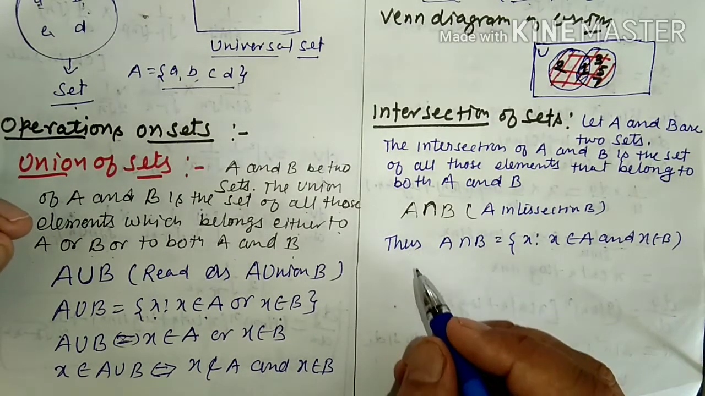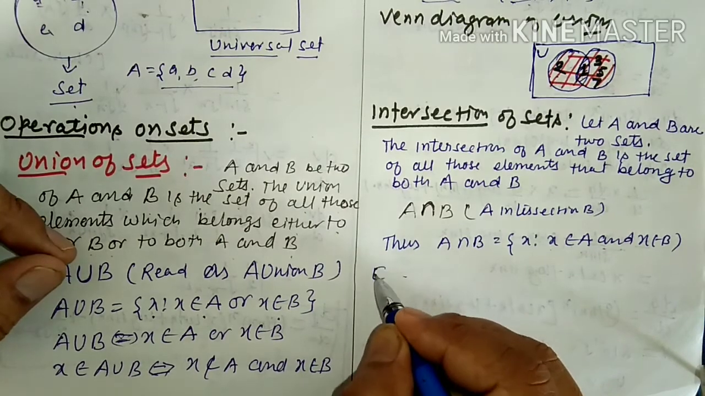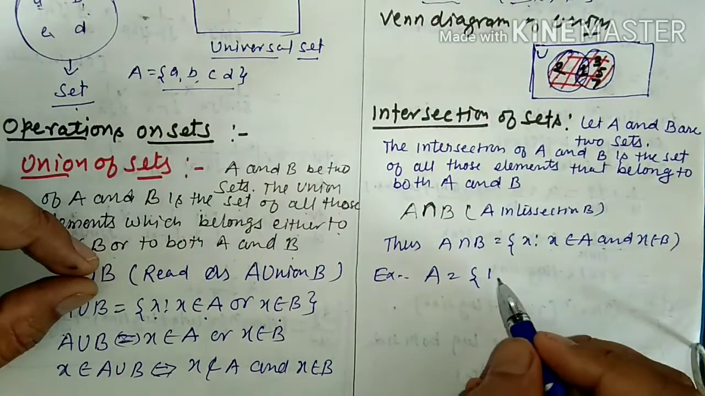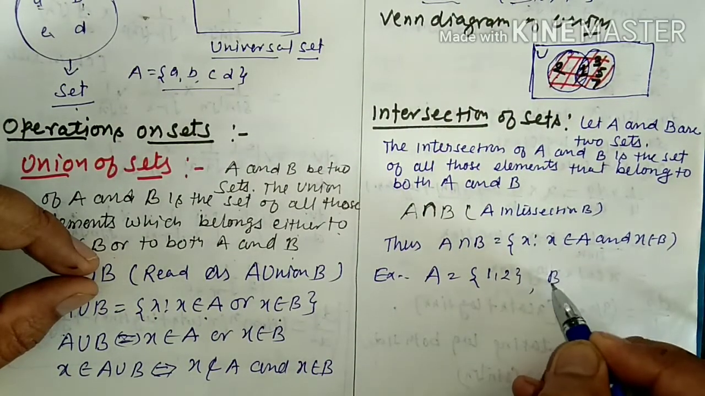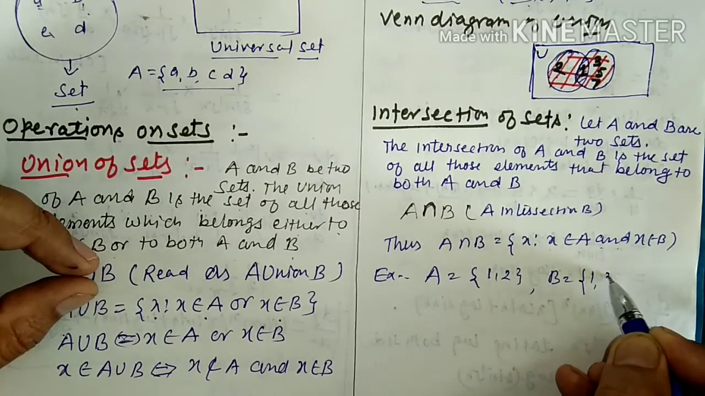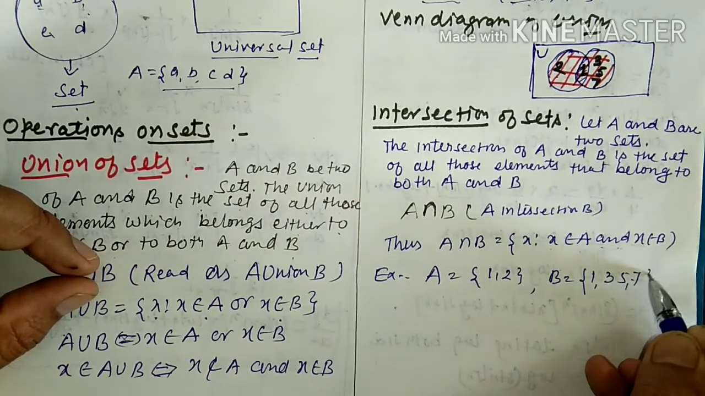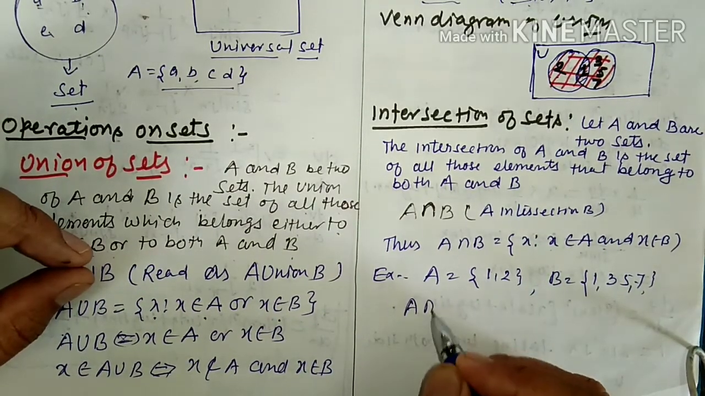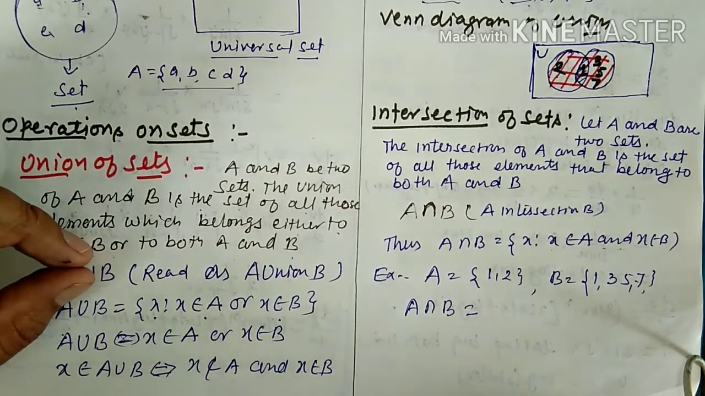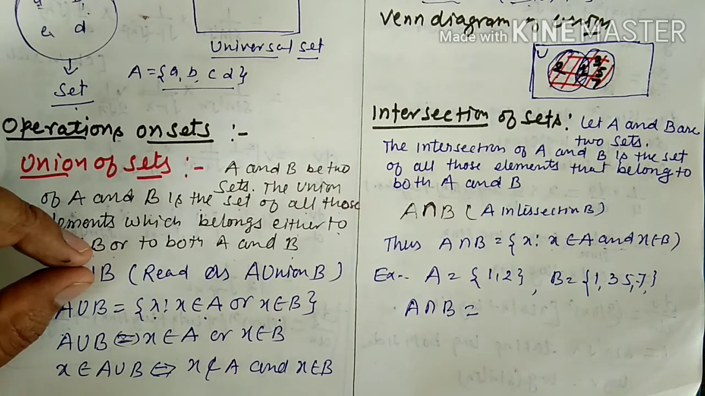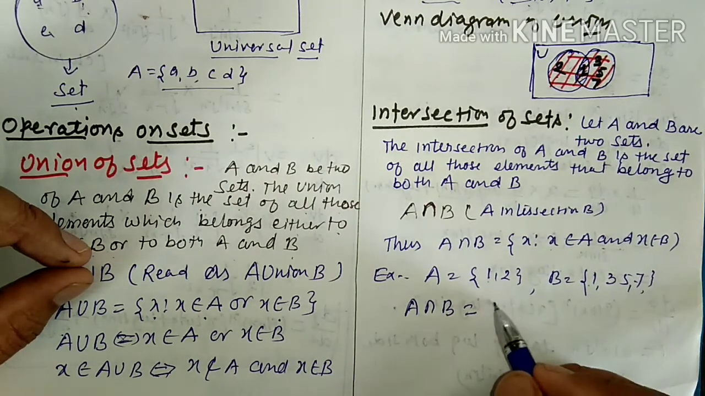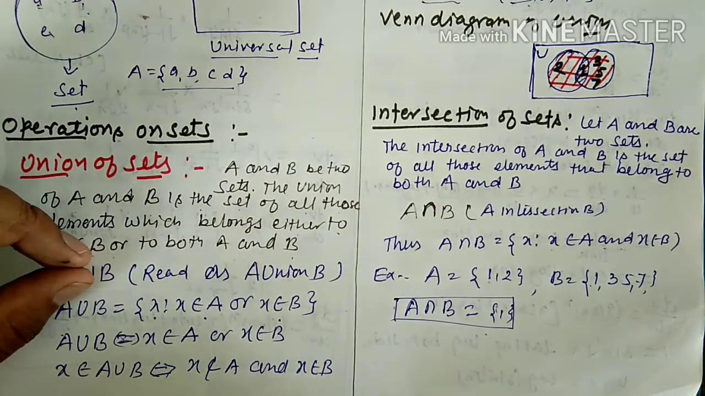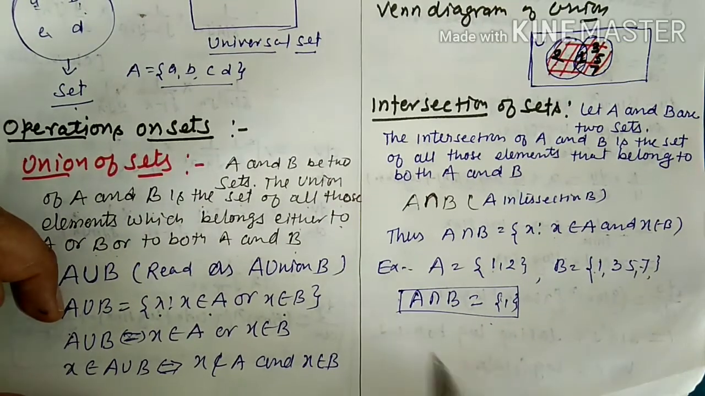So we can understand by an example. Suppose that we have sets given. Example: A is given, we will take the same set, {1, 2}, and B is {1, 3, 5, 7}. Clear? Okay, so we will find A ∩ B. So obviously we will find the common element. Clear? So what is the common element? 1 is the common element of both of them. So 1 is the solution of A ∩ B. Clear? Now Venn diagram of this.